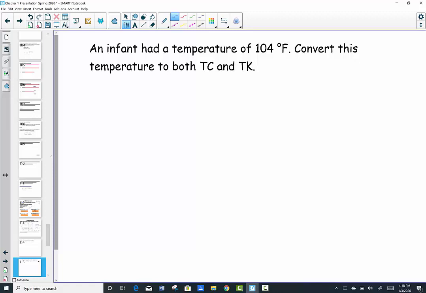An infant had a temperature of 104 degrees Fahrenheit. What would that temperature be in both the Celsius and the Kelvin scale? So let's do the Celsius first. The Celsius scale says I can convert that by taking the Fahrenheit, subtracting 32, and putting it over 1.8. So the Celsius temperature can be found by taking 104 minus 32 and dividing by 1.8. Will you hit that with me on your calculator and make sure I come up with the correct answer? 104 minus 32 equals 72. Now I'll divide by the 1.8 and I get 40. So 40 degrees Celsius.